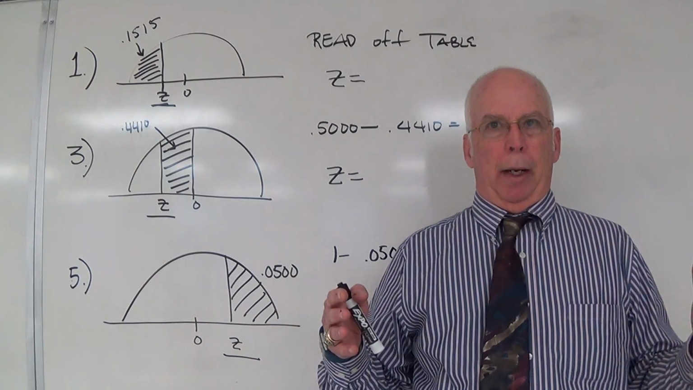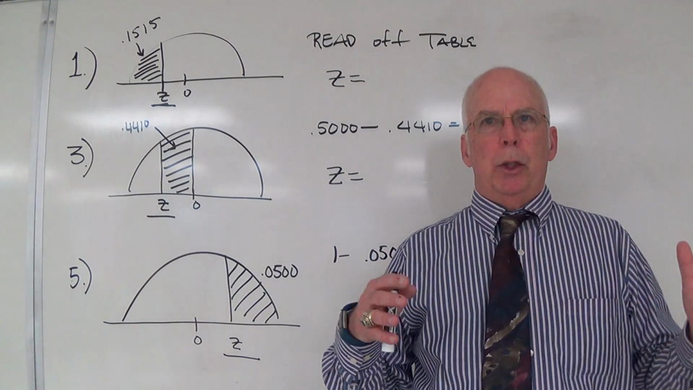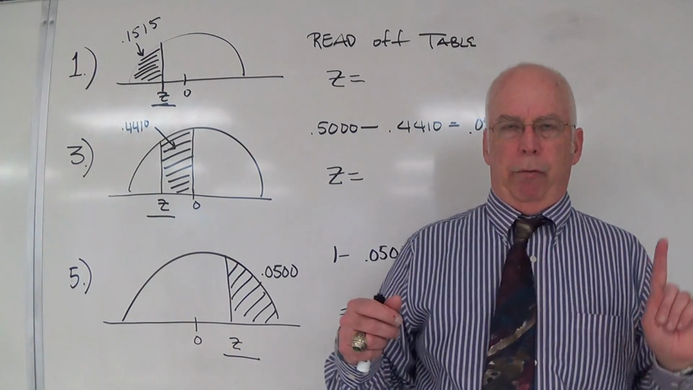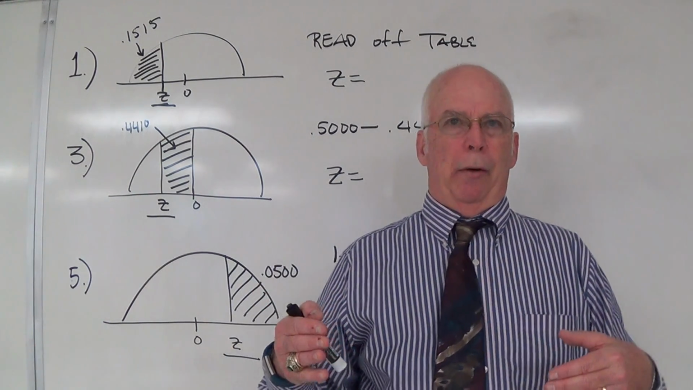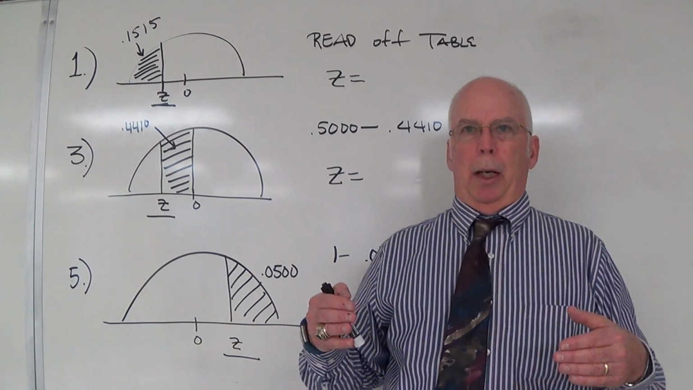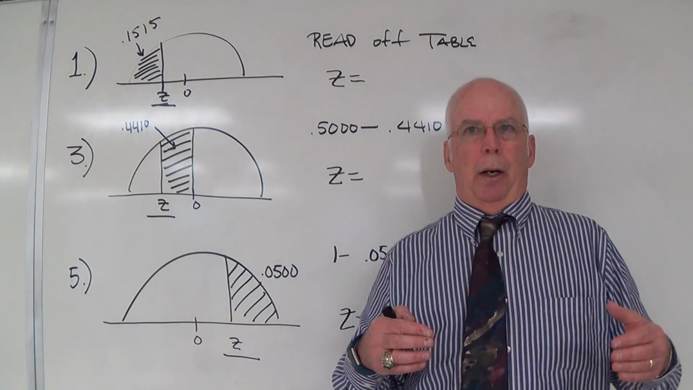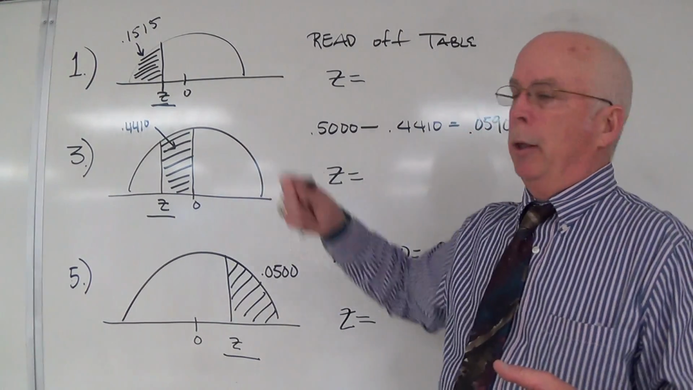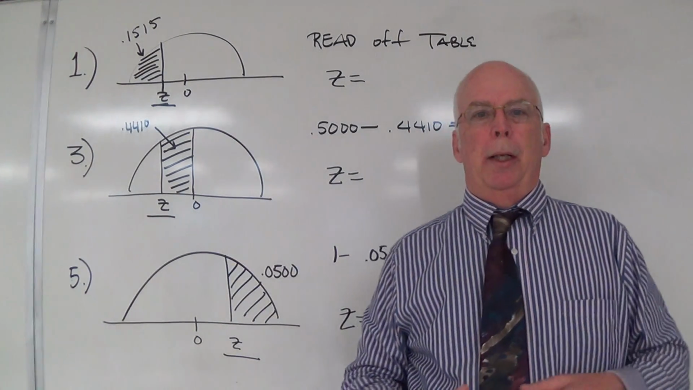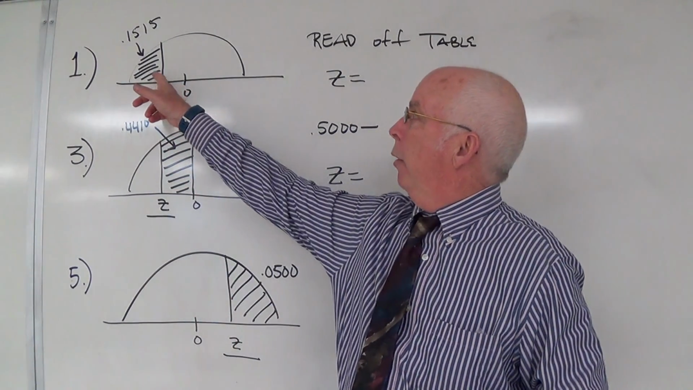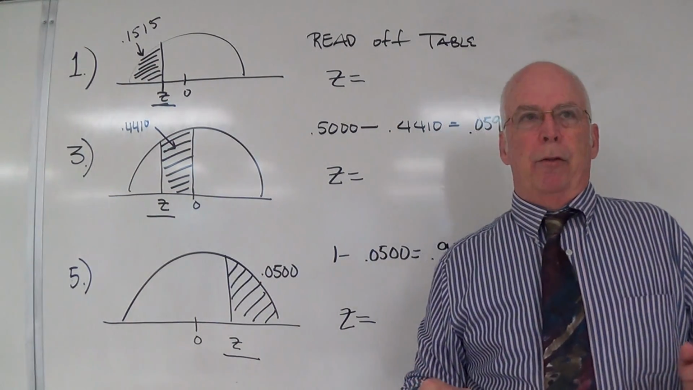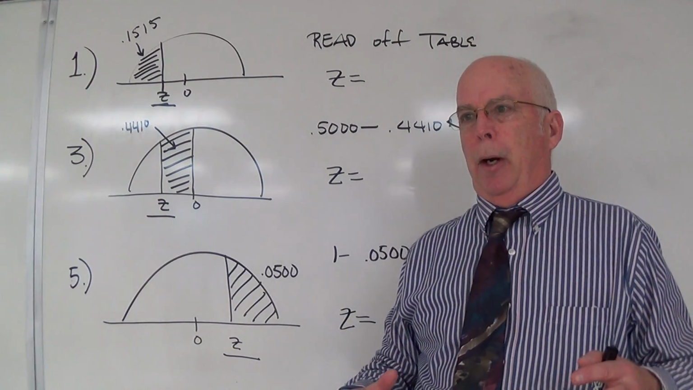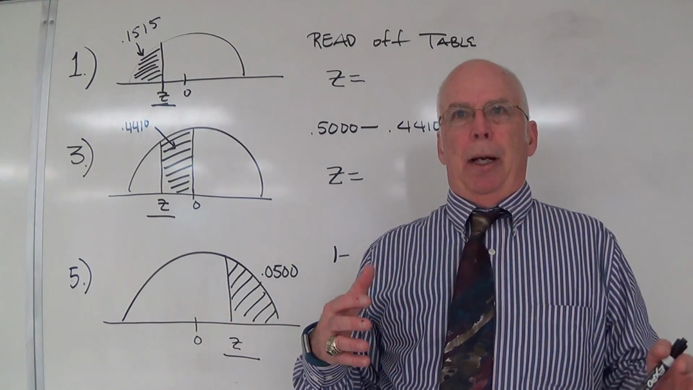You may also want to have those 6.1 through 6.7 examples that we created the Friday before last, which give you every possibility of how to calculate, interpret, and understand area under the curve. So let's look at problem number 1, which is the easiest and most basic. I give you the area underneath the curve, which is 0.1515 or 15.15%. And that is exactly how the table's set up.